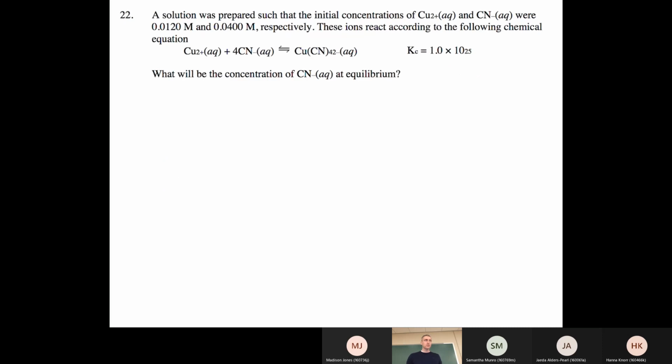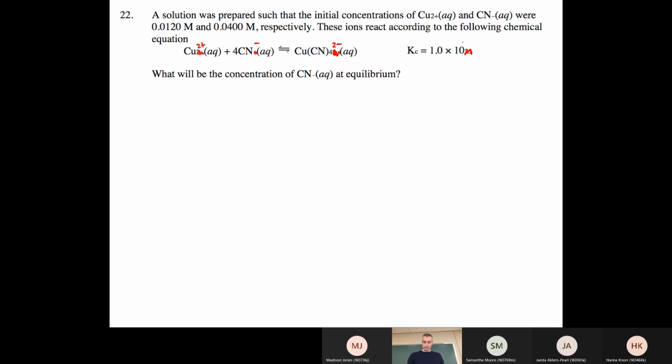Okay, we have one more question. This is our last one. And this one is a little bit nasty, which is why I wanted to do this one in particular. We have our superscript problem here again. That is a 2 negative anion. We have copper 2 plus. Again, 2 plus should be superscripted. What will the concentration of cyanide be at equilibrium? Kc was 1.0 times 10 to the 25th.